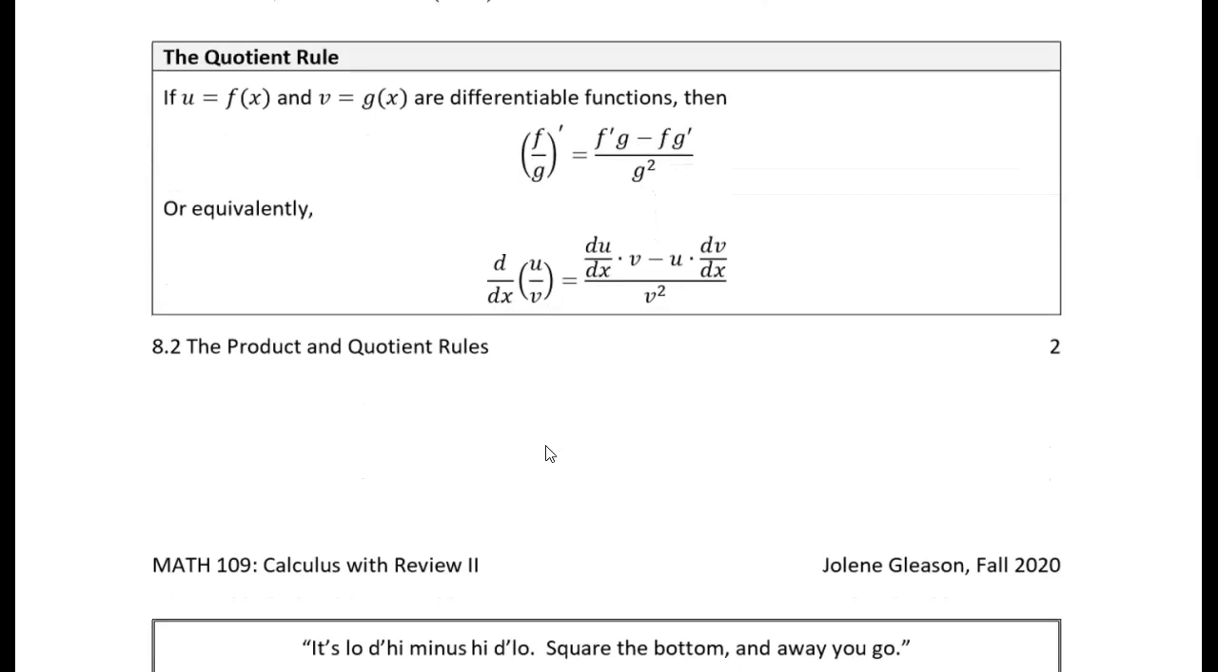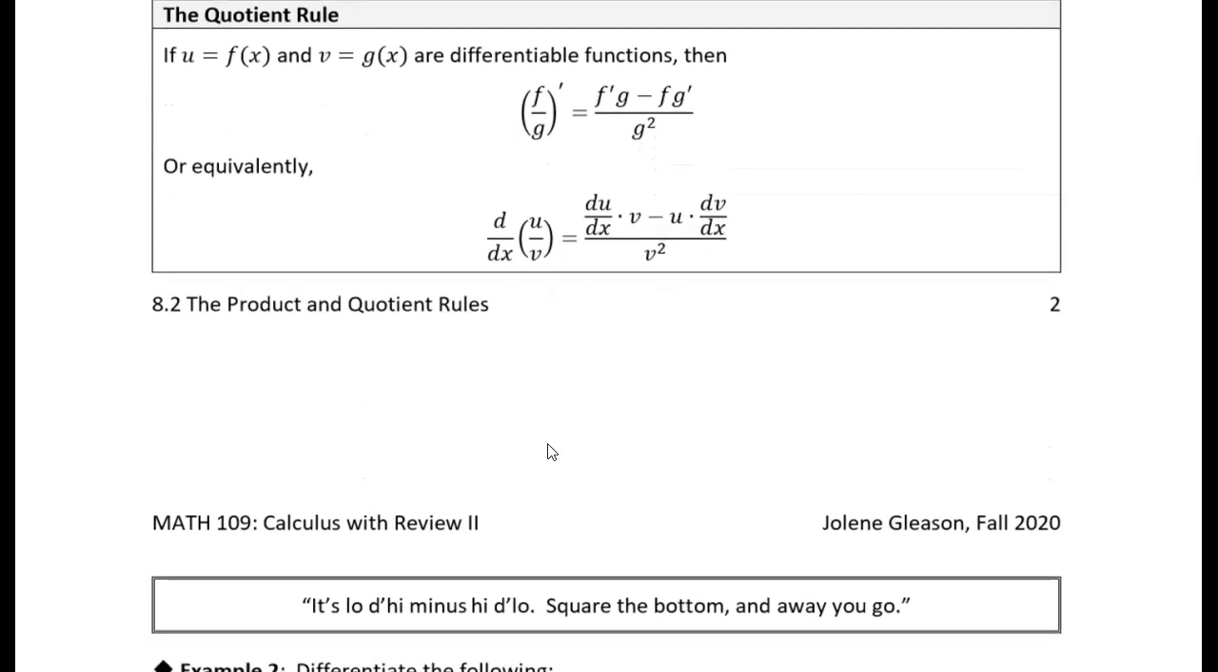I don't know if I can get them both on one screen here. This is my go-to. This is what I always say to myself as I am applying the quotient rule. It's low d high minus high d low, and then you square the bottom. Low squared, right? Square the bottom and away you go.